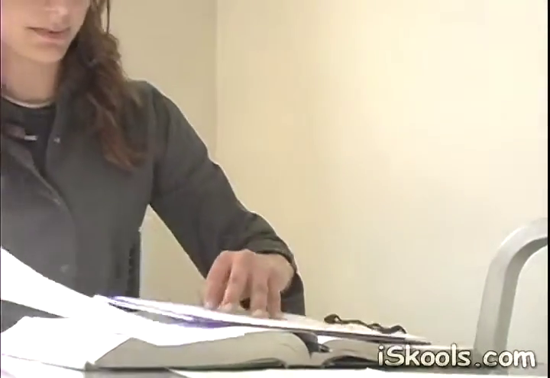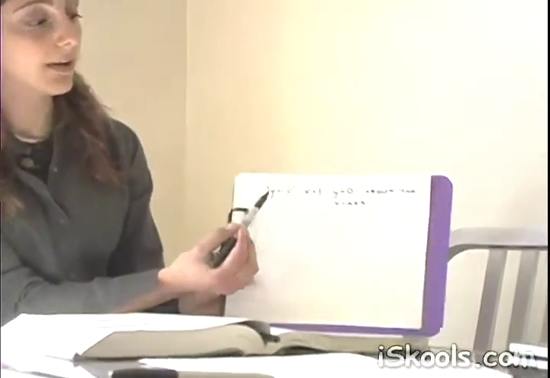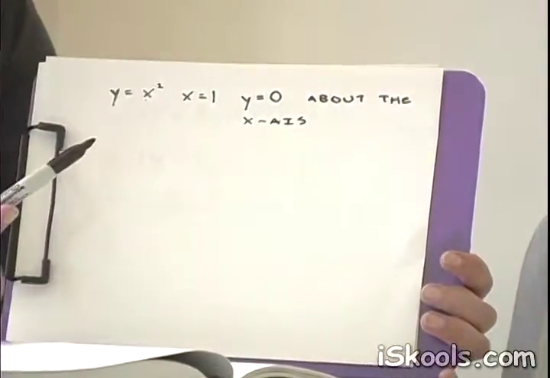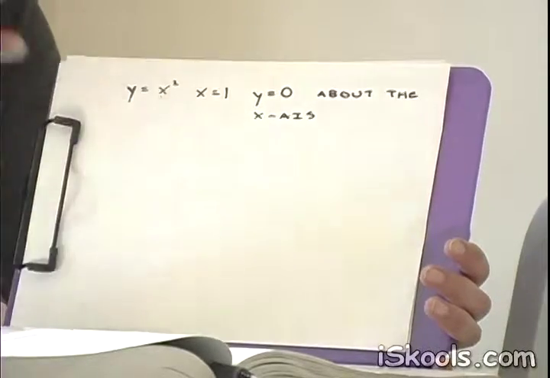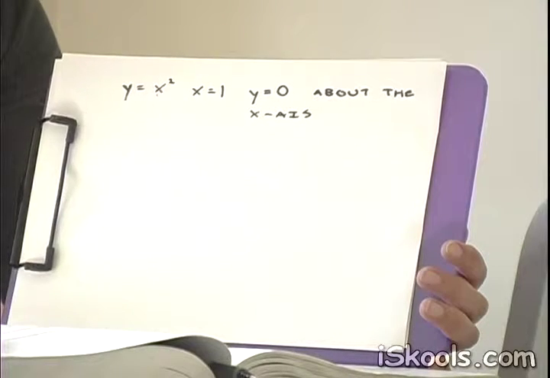In the next problem I'm going to complete here, it has to do with taking a bounded curve, and then revolving it around an axis. In this case, it's going to be the x-axis. So I'm going to be taking y equals x squared, which is an upward parabola, and x equals 1, which is just a vertical line. That's going to create a bounded region, and then I'm going to be revolving that around the x-axis.